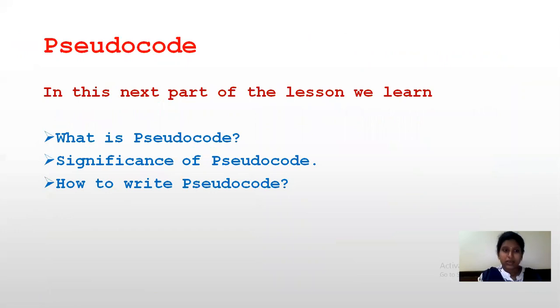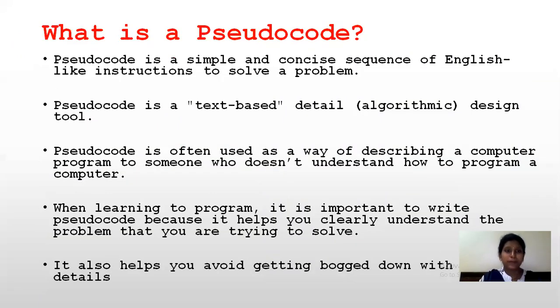Then what do you mean by pseudocode? Significance of pseudocode, how to write pseudocode. Pseudocode is a simple and concise sequence of English-like instructions to solve a problem. Pseudocode is a text-based detailed design tool. Pseudocode is often used as a way of describing a computer program to someone who does not understand how to program a computer. It also helps you avoid getting bogged down with details.